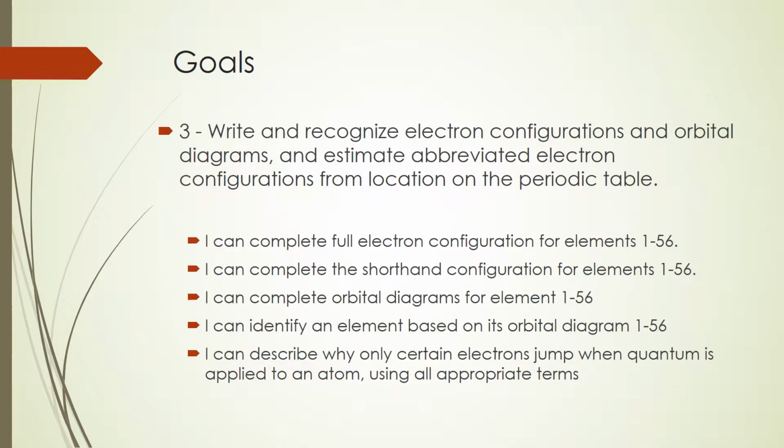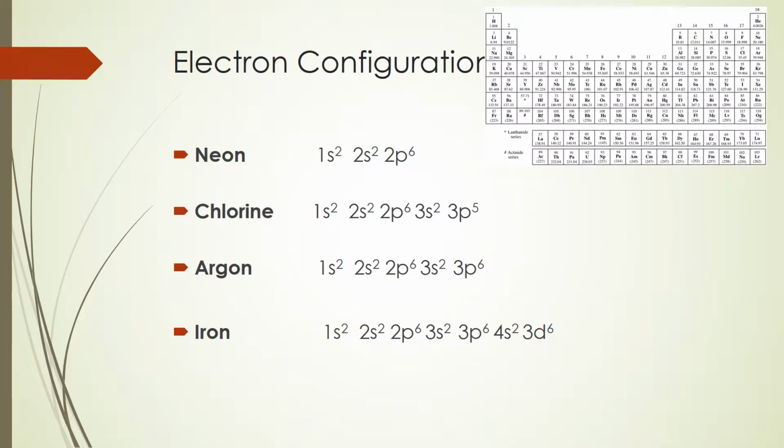So in our standard, this is the second bullet point: I can complete the shorthand configurations for elements 1 through 56. Honestly, by the end of this, you should be able to do all of them. It's not that hard. So, real quick, first off, let's review our electron configuration.